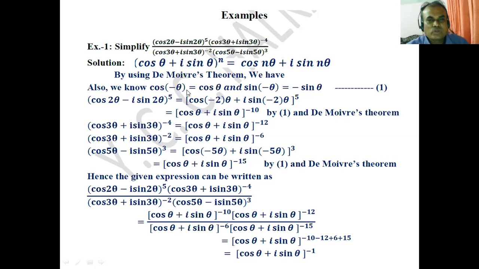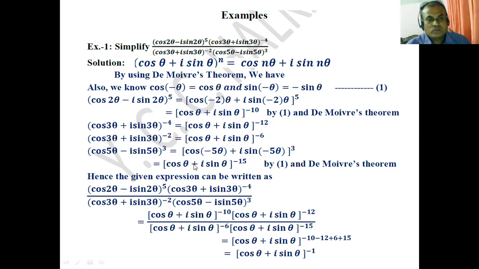Now the next factor is cos of 5 theta minus i sin of 5 theta, bracket raised to 3. Again we use the trigonometric formula here: cos of minus 5 theta plus i sin of minus 5 theta, raised to 3. And again we use the reverse of De Moivre's theorem. Therefore, cos theta plus i sin theta raised to power 3 into minus 5, so minus 15, by using equation 1 of De Moivre's theorem.